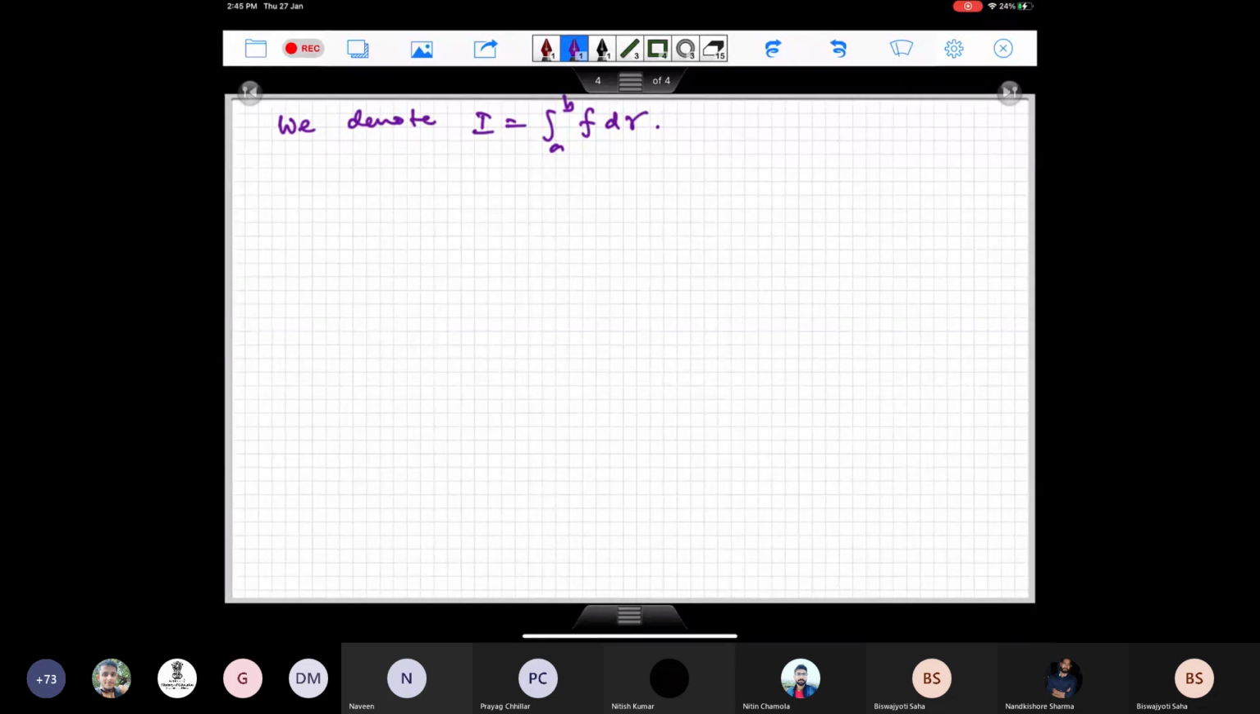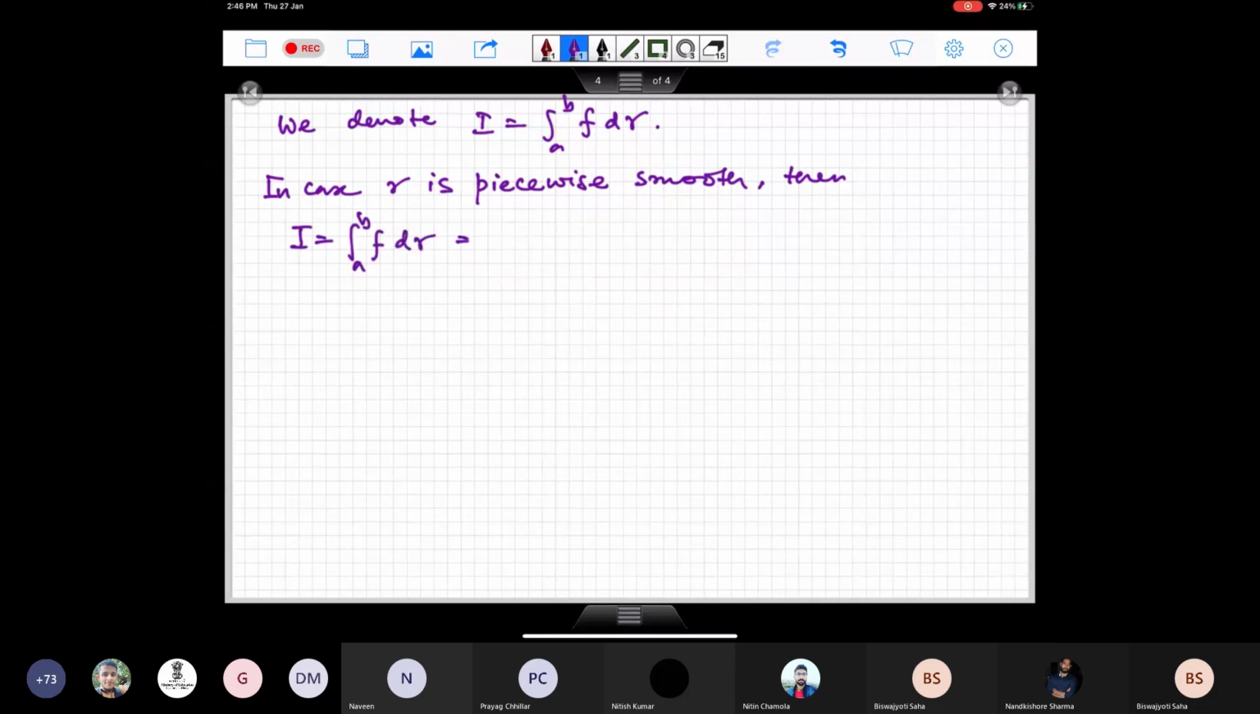Great. So what is the formula? Let me write it down. In case gamma is piecewise smooth, then this integral, the Riemann-Stieltjes integral I, which is the integral from a to b of f d gamma, is nothing but the integral from a to b of f(t) gamma prime(t) dt. So that's the formula for the Riemann-Stieltjes integral.